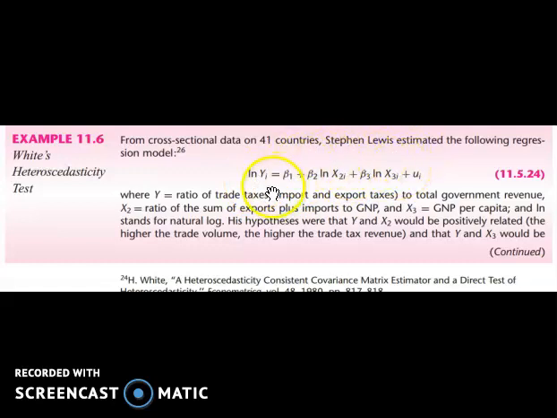Another example of White's heteroscedasticity test, whereby we have ln y on ln x2 and also ln x3. So this is the ratio of trade taxes, the ratio of the sum of exports and imports, and also the GNP. We want to test whether heteroscedasticity exists or not. The same as the previous example, we need to run this regression and get the residuals, square the residuals, and regress on the X's, the square of them, and also the cross term.